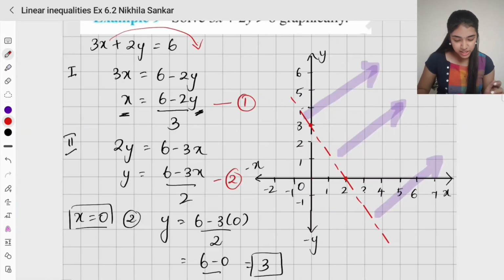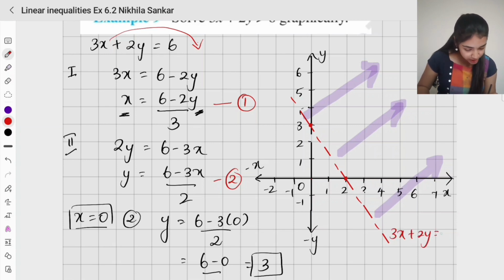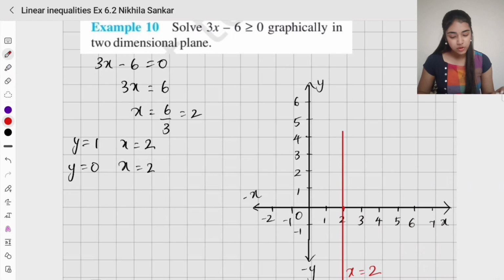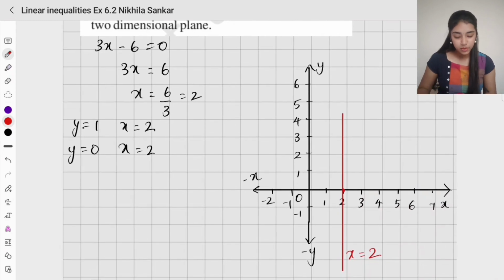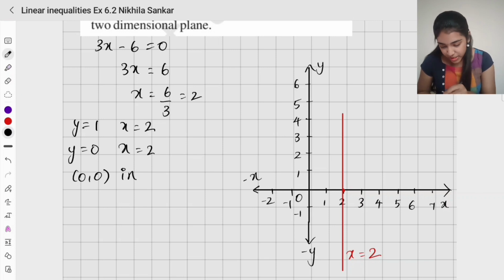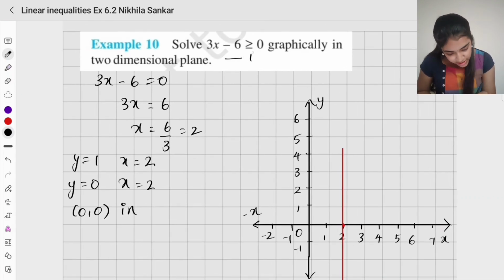For a question, let me just write the equation. Okay. So what is this? The graph of 3x plus 2y equal to 6. Please always mark the equations in the question. So x is equal to 2. So this is the equation. Now where does my solution lie? Now I am going to substitute 0, 0. 0, 0 in the inequation. So this is my inequation. This I am going to mark as 1.